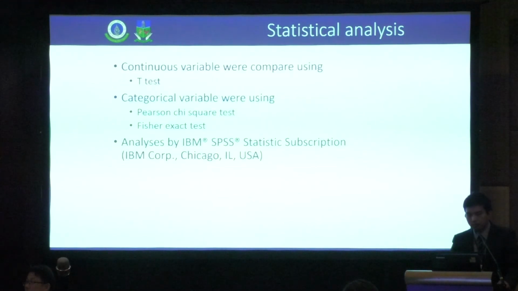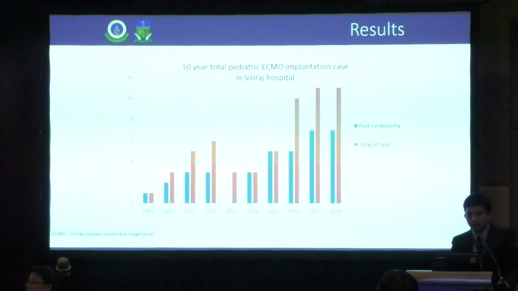180 seconds. The continuous variables were compared using the t-test, and categorical variables were compared using the Pearson chi-square test or Fisher exact test as appropriate. For all of this, we used IBM SPSS Statistics for analyzing the data.